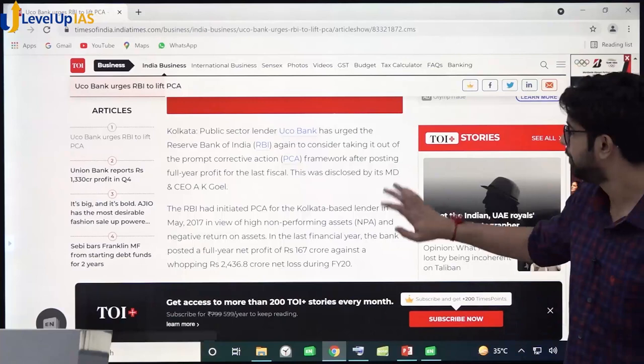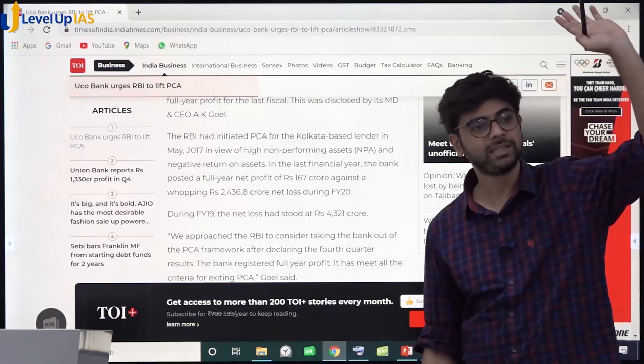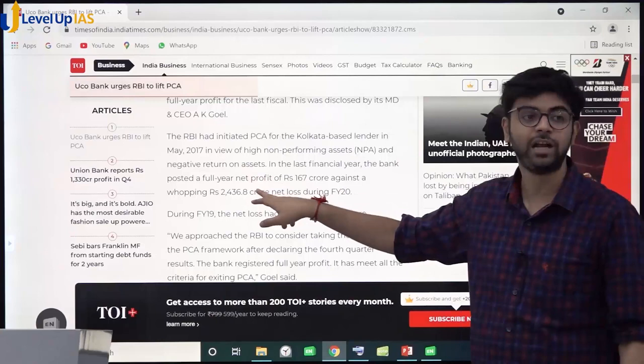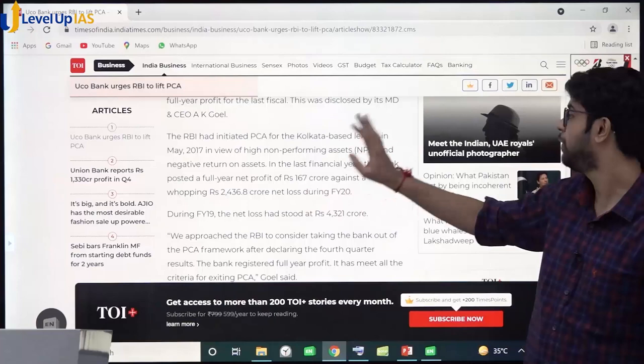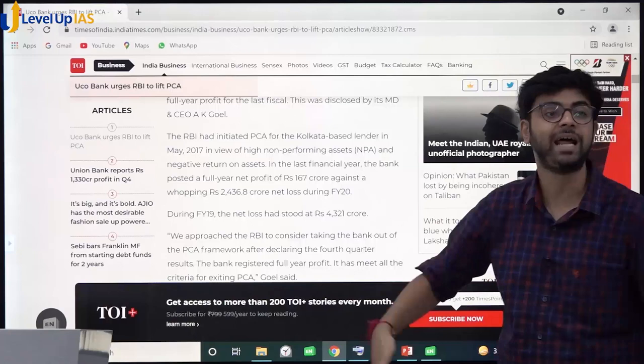Same. See, RBI had initiated PCA for the Kolkata-based lender, which is UCO Bank, in May 2017. It is in prompt and corrective action. It is in hospital since 2017. In view of what? High non-performing assets and negative return on assets. Matlab, profitability is also gone. In the last financial year, bank posted full year profit of 167 crores against a 2,436 crore loss during last year. So it is saying, see, I was down by 2,436. Now I'm up by 164. I'm doing well. I'm making profit. Please remove me from PCA framework.